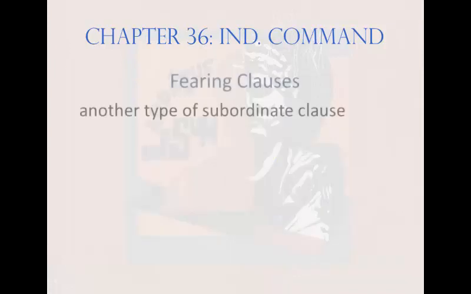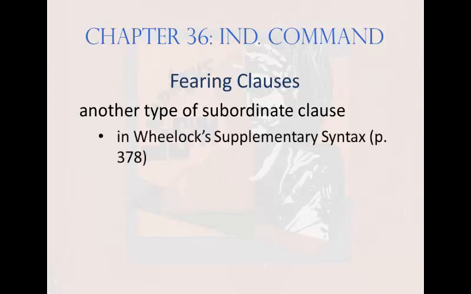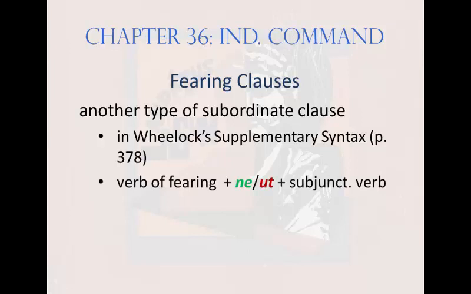Moving on, there's another type of subordinate clause, a fearing clause, we need to address before stamping you Latin grammar proficient. Wheelock doesn't include fearing clauses in the main part of his text. They're discussed in the supplementary syntax at the back of the book, page 378. But it's a construction you need to know. Super simple. Verb or word of fearing in the main sentence, like I'm scared or the fear, or so trepidatiously, plus ne or ut, plus a subjunctive verb. That's it. With one catch.